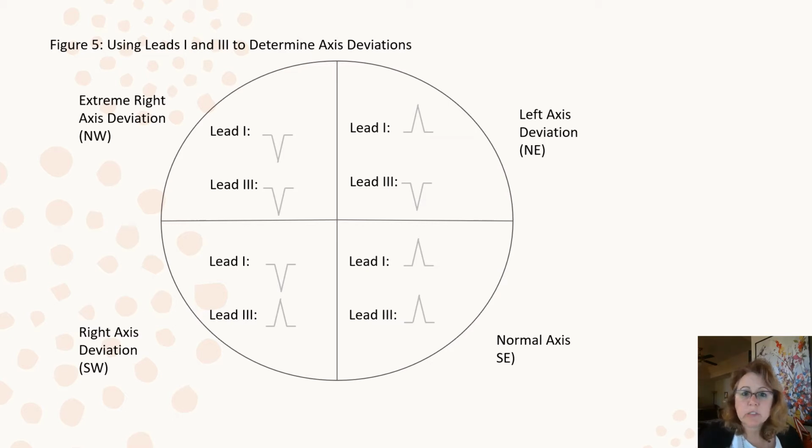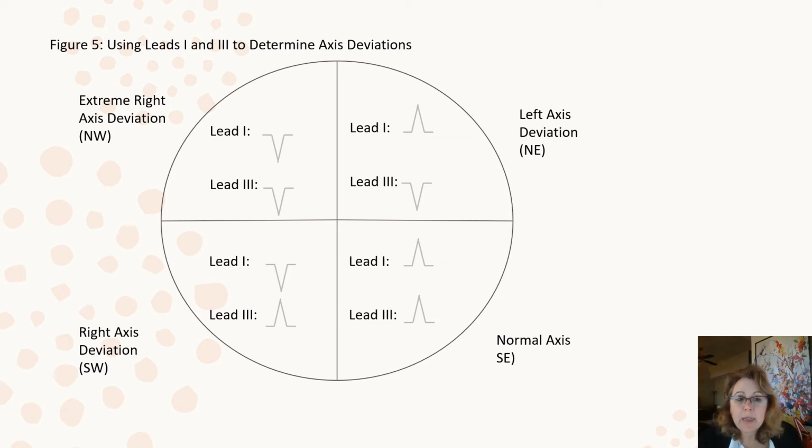So is the electricity flowing towards them, meaning that it is positive? And you can see here in the southeast corner of this quadrant that lead 1 is positive, lead 3 is positive. So that is the norm with which we start. We always start with that. Then from there, if you're standing in the middle of this circle and you look to your right, if you're facing normal axis and you go right, then you're looking at a right axis deviation in that southwest corner.